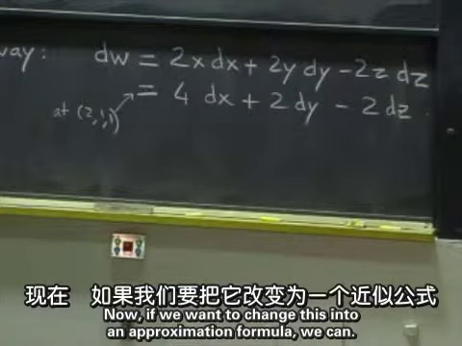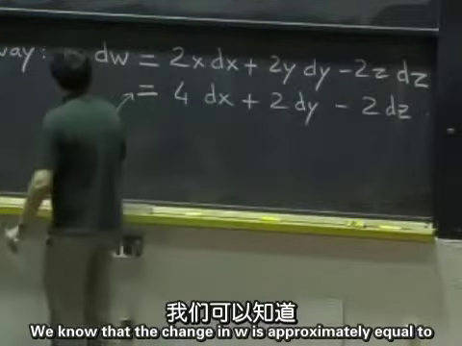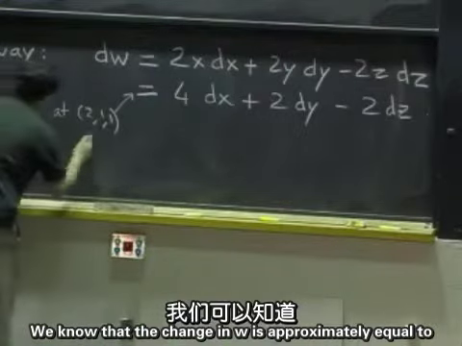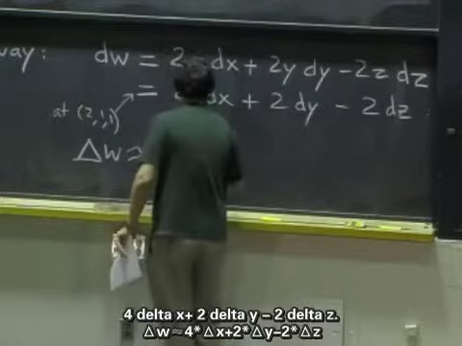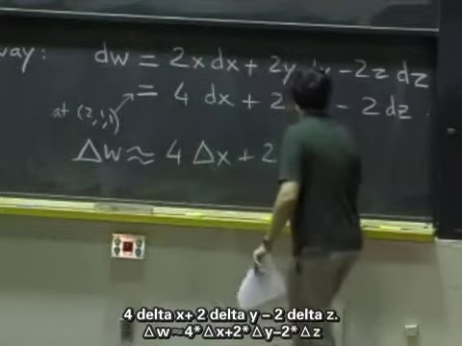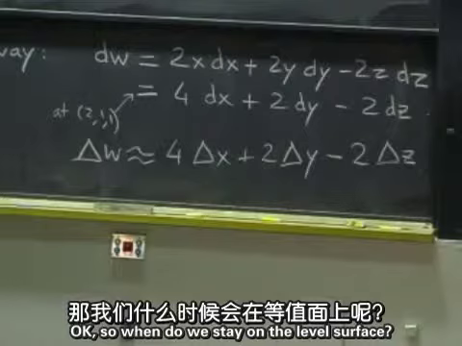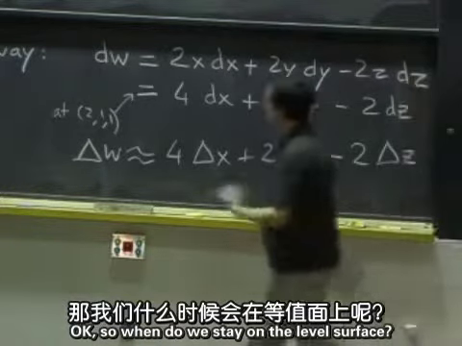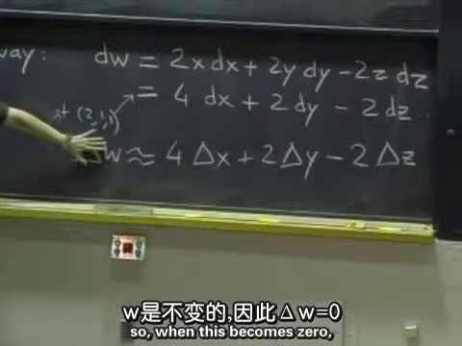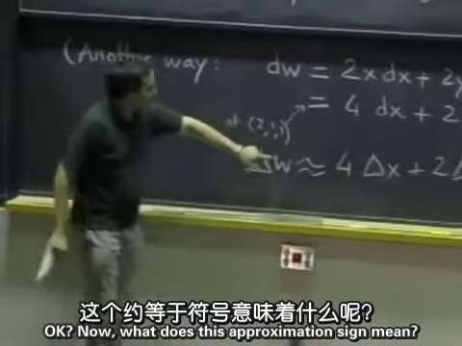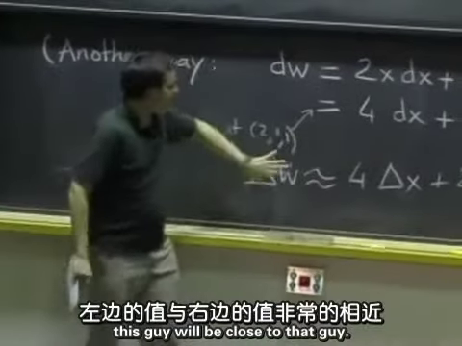Now, if we want to change this into an approximation formula, we can. We know that the change in w is approximately equal to 4 delta x plus 2 delta y minus 2 delta z. So when do we stay on the level surface? We stay on the level surface when w doesn't change, so when this becomes 0. Now, what does this approximation sign mean? It means that for small changes in x, y, z, this will be close to that.